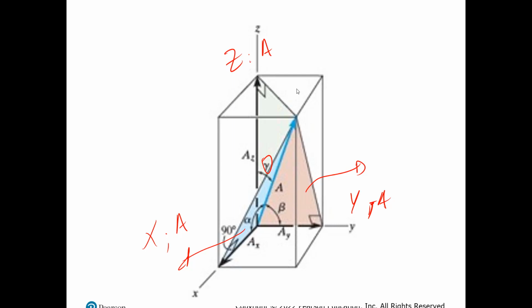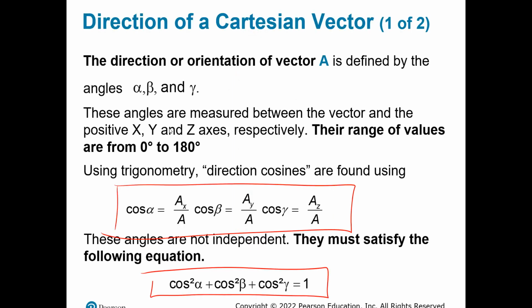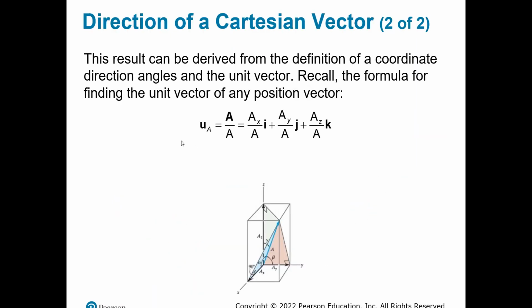That's what the theory is telling you, and that's exactly what it is. These angles are measured between the vector and the positive x, y, and z axes. That's it. They call them alpha, beta, and gamma, but it's confusing. At the end of the day, those are angles.